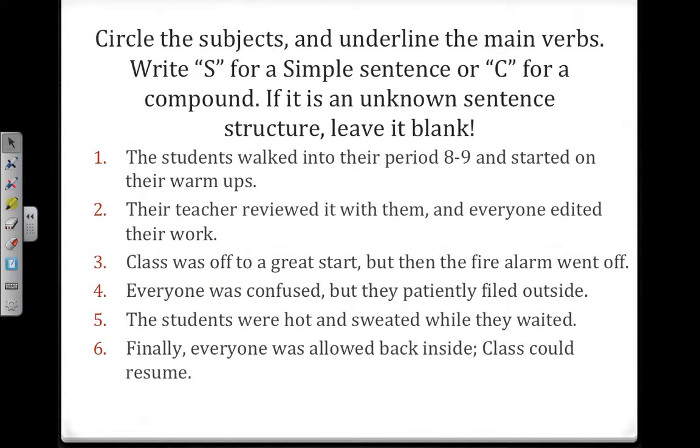What I want you to do now is to do the practice. You're circling the subjects, you are underlining the main verbs. Now, if it's a simple sentence, you're labeling it with an S. If it's a compound sentence, you're going to label it with a C. If it is an unknown sentence structure, leave the label column blank. Pause the video, come back to it when you are ready to check your work.